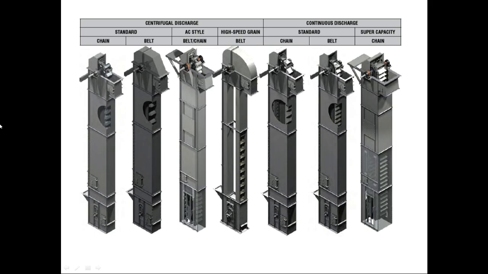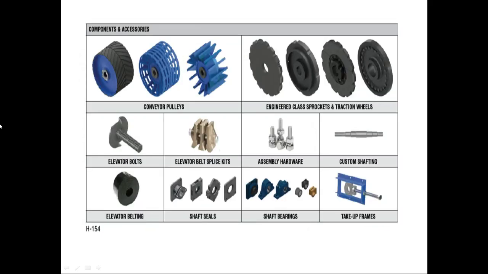Continuous discharge, standard, chain and belt. Super capacity, you can see the chain. Components, accessories, conveyor pulleys, and engineered class sprockets and traction wheels. These figures are only for example.